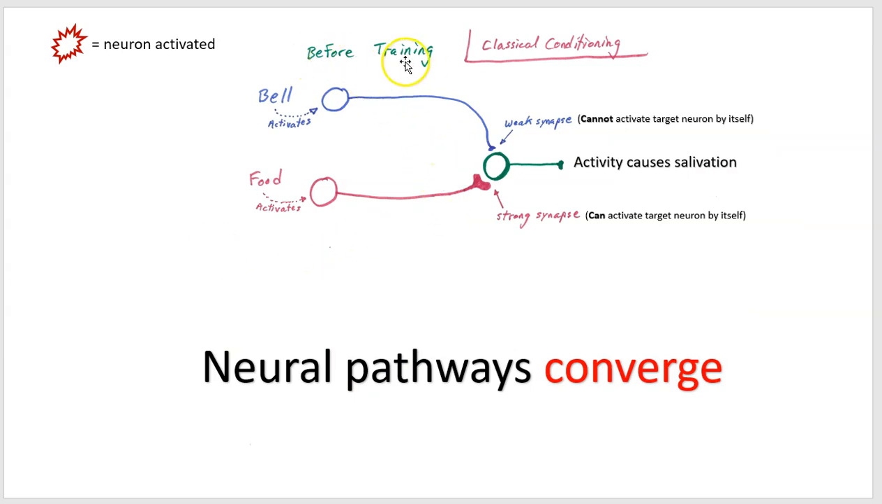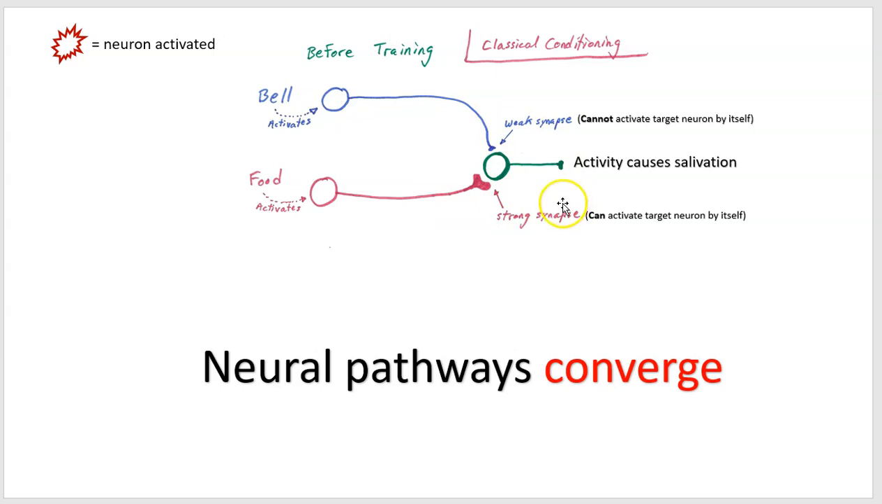So here we go, before training, and we've got one of those scenes where 2 neurons are converging on a 3rd neuron, like we saw before. And we're going to identify the blue neuron here. This is in the bell pathway. So we'll say that when the bell rings, this neuron gets activated and sends signals to the green target neuron. When the food is presented to the dog, this red neuron gets activated and signals are sent to the target neuron.